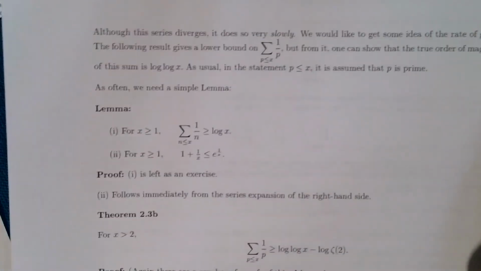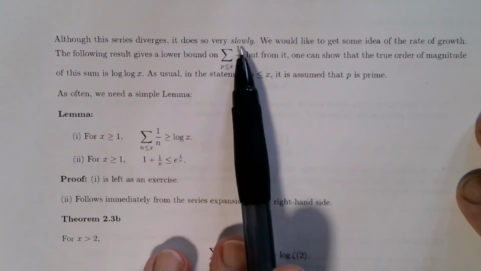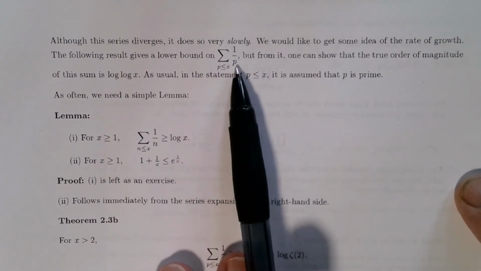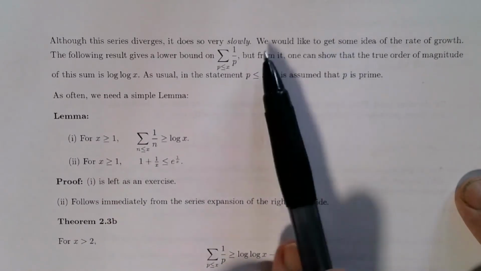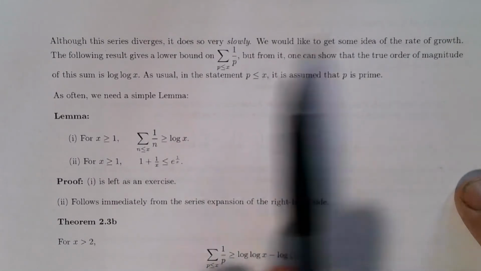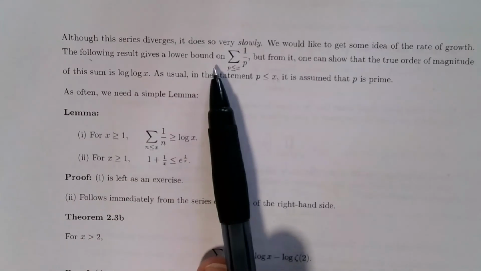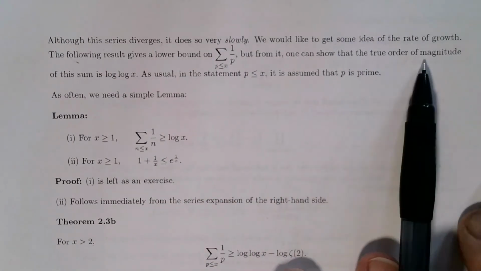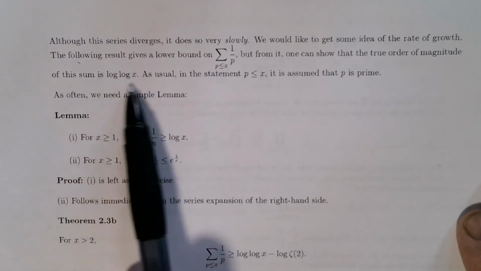Now, although the series diverges, it does so very, very slowly. As I mentioned, the sum of 1 over p for known primes is quite small, even though the sum itself diverges. So we'd like to get some idea of the rate of growth. What's the order of magnitude of this quantity? So the following result is going to give a lower bound on the sum of 1 over p, but in fact from it one can obtain the true order of magnitude of this sum, and we show it's log log x.